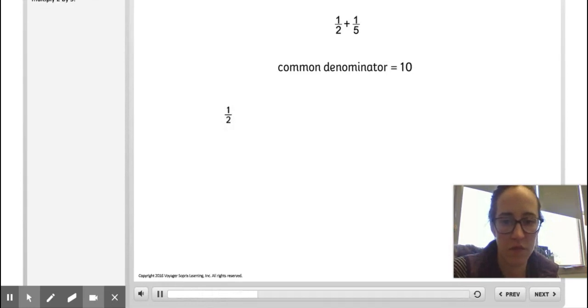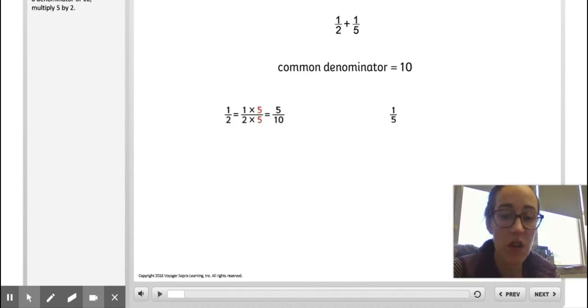Begin with 1/2. To get from a denominator of 2 to a denominator of 10, multiply 2 by 5. Remember to also multiply the numerator by 5. Remember we have to multiply by 1 because then it doesn't change its value, but 1 can look a lot of different ways. In this case, we're using the number 5 because that's how I get from 2 to 10, and so I would multiply by 5/5. Whatever I multiply my bottom number by, I have to multiply that top number by.